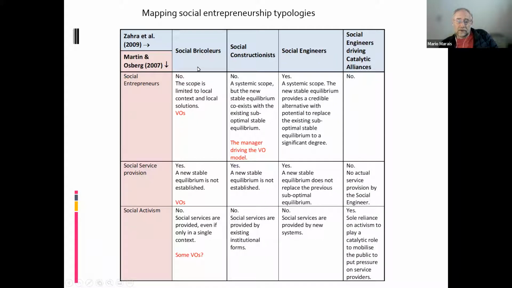And the social bricoleur, it's from Lévi-Strauss. The bricoleur is like you're building a puzzle. You put together whatever you have to create a stable entity. And so the VO is kind of mapped to social bricoleurs because there's social service provision, but a new stable equilibrium is not established. It depends on relationships. And social services are provided, even if only in a single context. So, yes.